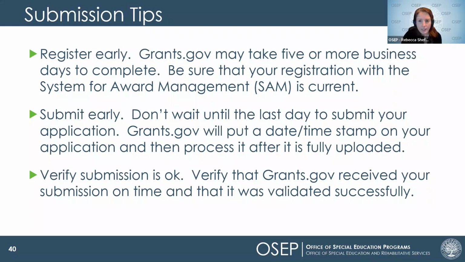Submit early, a day or more in advance if possible. Should there be any problems with the grants.gov system, submitting early will allow you time to correct the problem and resubmit before the deadline. Verify that the submission is okay. Grants.gov will send applicants notifications that the submission was on time and validated, so applicants should make sure that they receive that confirmation and not assume that the submission was okay.